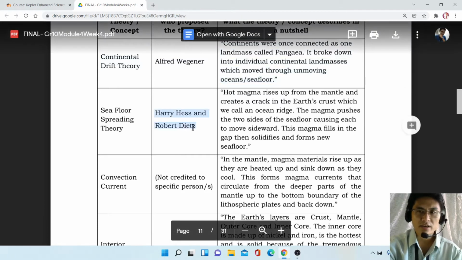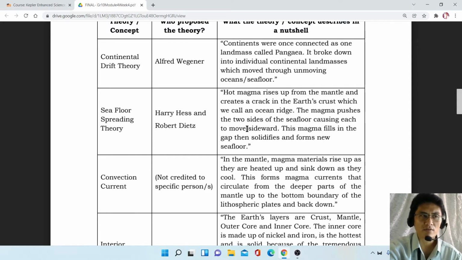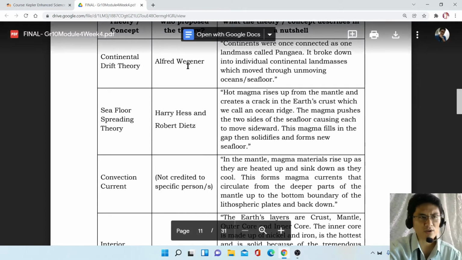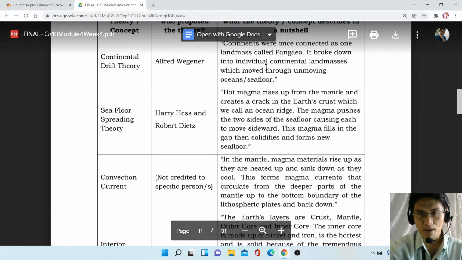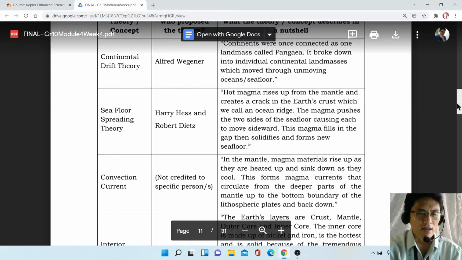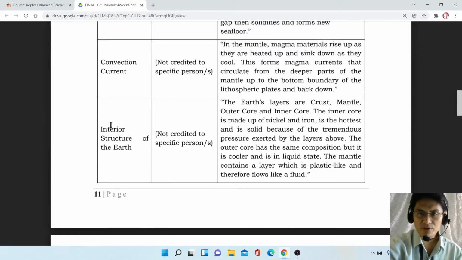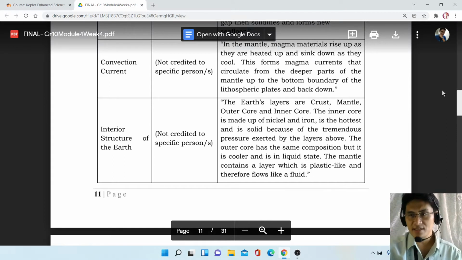When Harry Hess and Robert Dietz had submarines and explored the ocean floor, they realized that there are ocean ridges and magma comes out from them, and therefore they provided another side of the story that really does not disprove the continental drift theory, but sort of improves upon what it is saying. And then after that, if we combine that with the concept of convection currents and what we know about the internal structure of the Earth, it all makes sense.